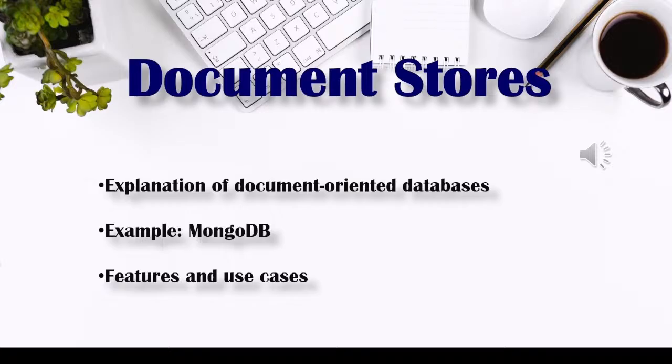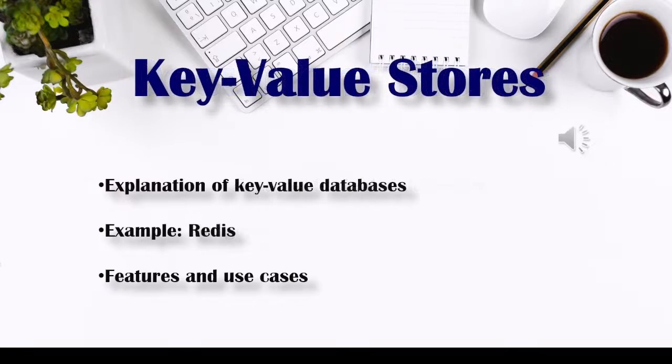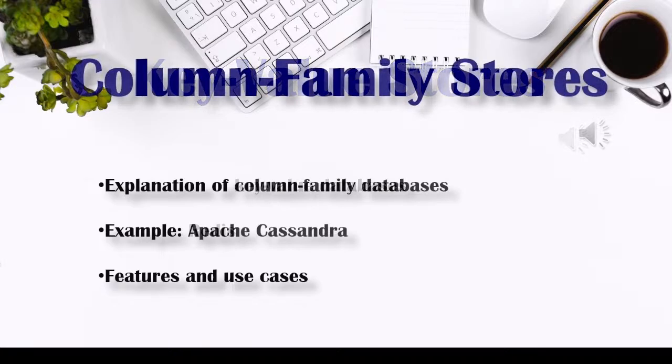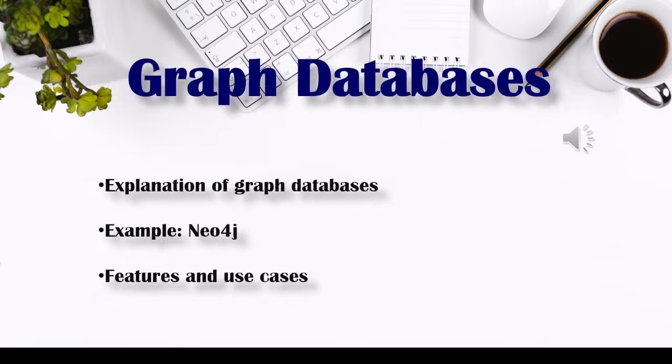Explanation of document-oriented databases. Example: MongoDB features. Explanation of key-value databases. Example: Redis features and use cases. Explanation of column family databases. Example: Apache features and use cases. Explanation of graph databases. Example: Neo4j features and use cases.